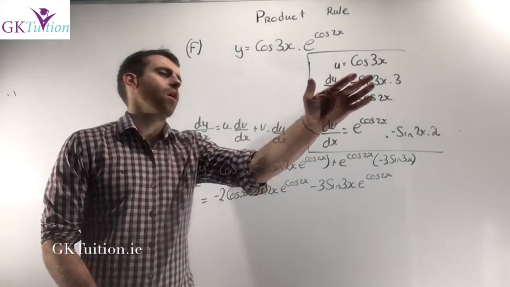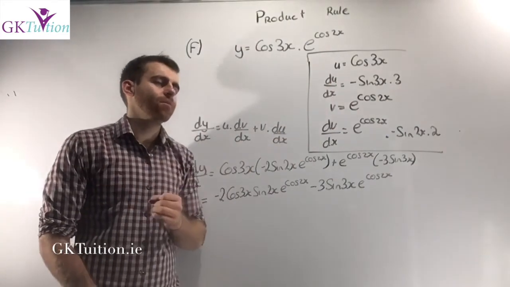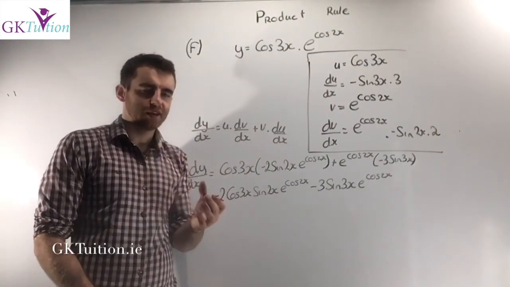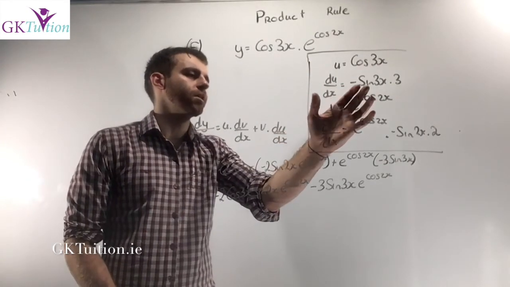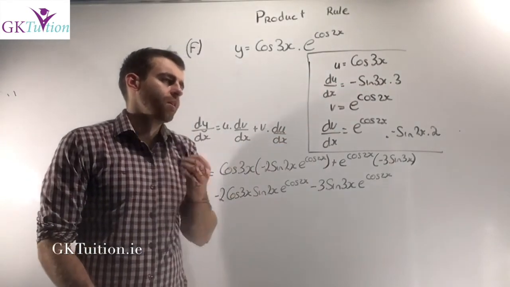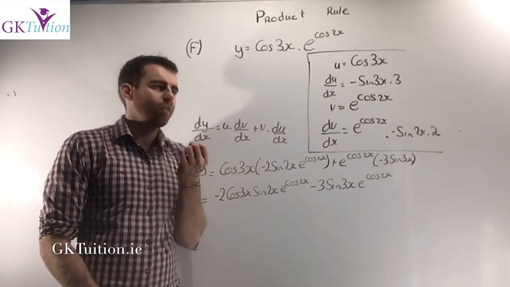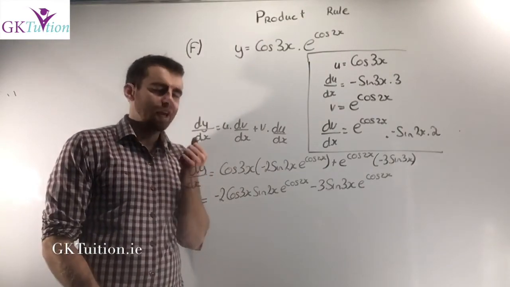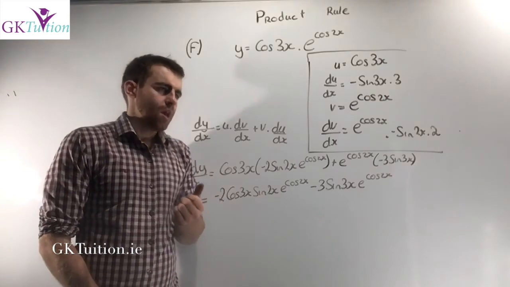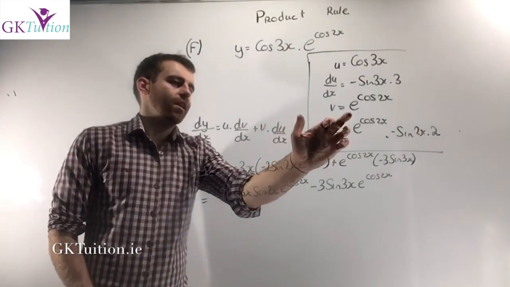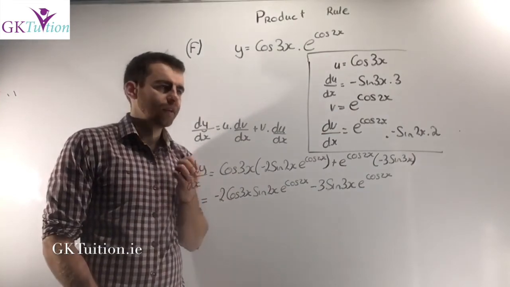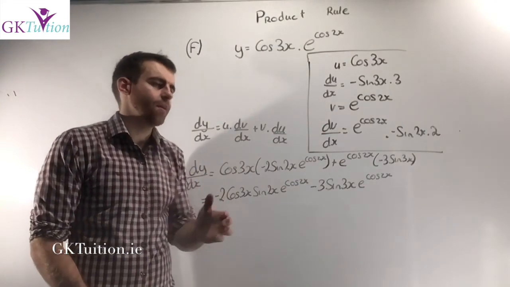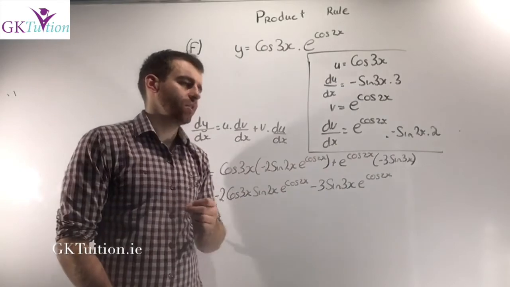u in this case is cos 3x. And the maths tables tell me that the derivative of cos of an angle is minus sine of that angle. So cos 3x becomes minus sine 3x. Then I multiply by the derivative of the algebra. The derivative of 3x is just 3. My v in this case is e to the cos 2x. And according to the maths tables, the derivative of e to the power of something just stays the same. So I end up with e to the cos 2x.